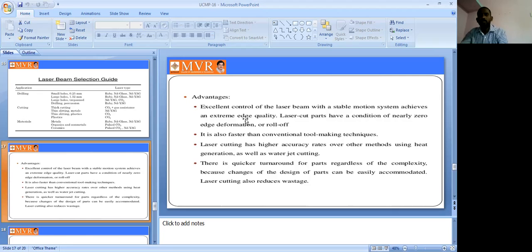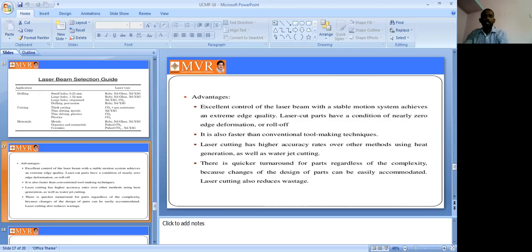In the laser beam machining process, you can see excellent control of the laser beam, and with a suitable motion system it assures extreme edge quality. When we can control it, we see the extreme edge quality in the final output. Laser cut parts have nearly zero edge deformation, which is called roll off.